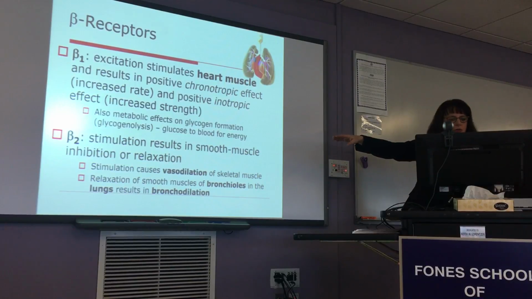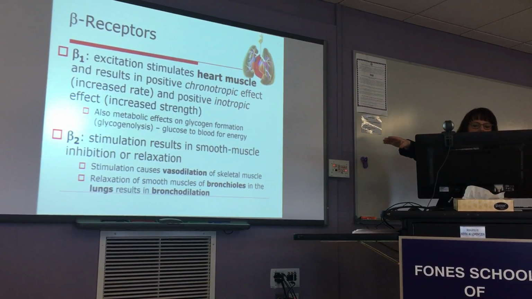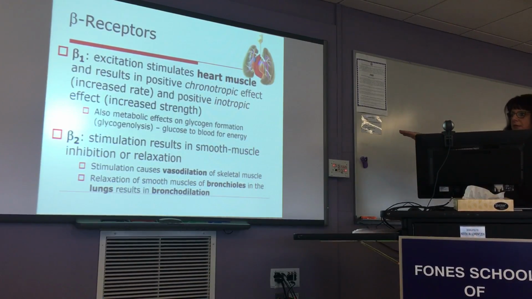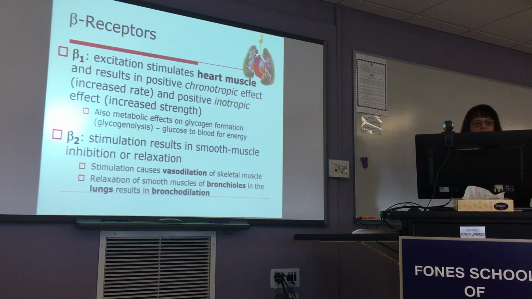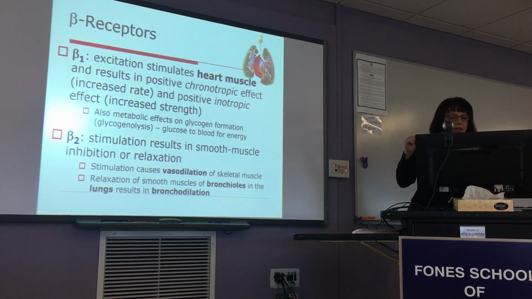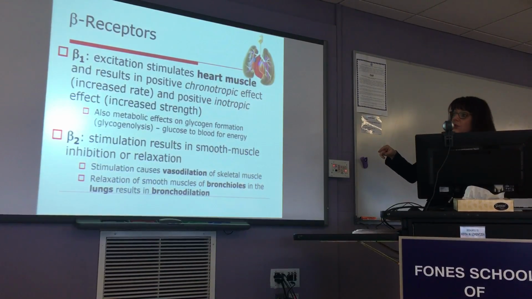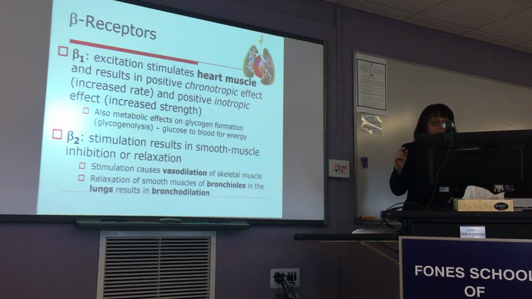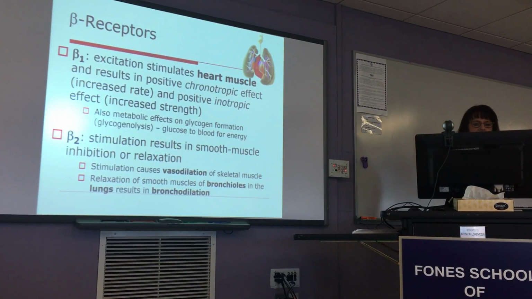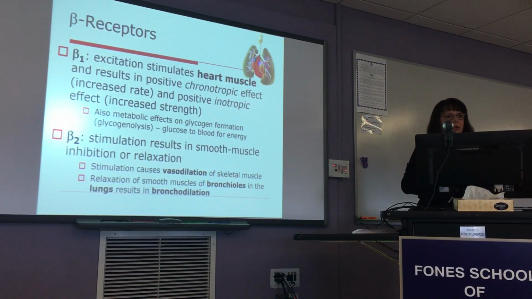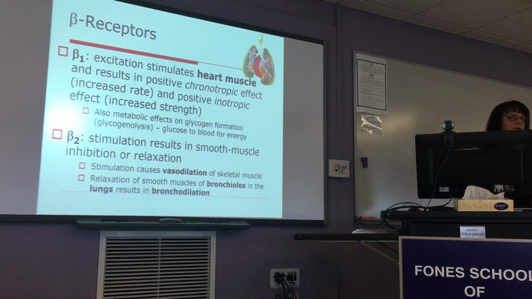Stimulation of the beta 2 receptors, okay, results in smooth muscle inhibition or relaxation. So stimulation of the beta 2 causes vasodilation of the skeletal muscles, and relaxation of the smooth muscles of the bronchioles and the lungs results in bronchodilation. Okay, so opposite effects on the muscle and the bronchioles, right?